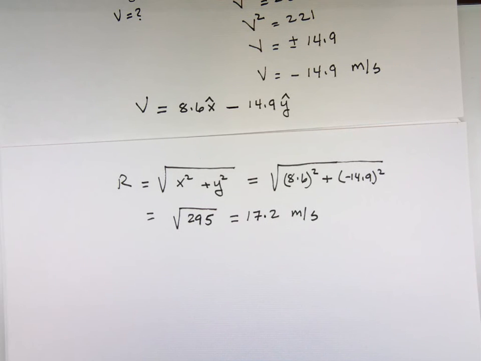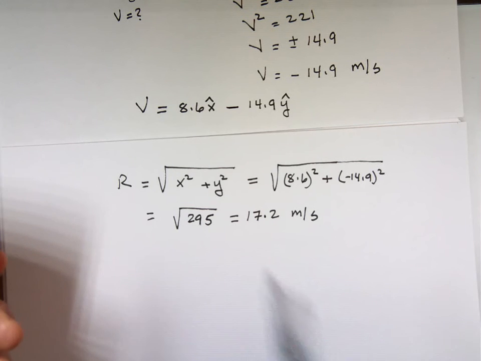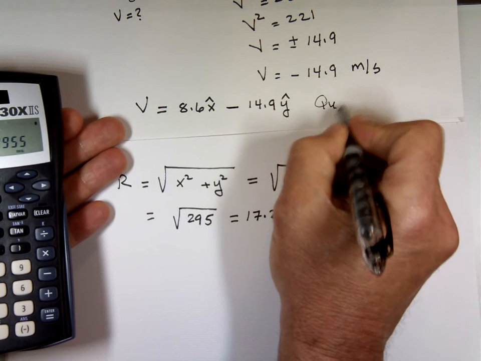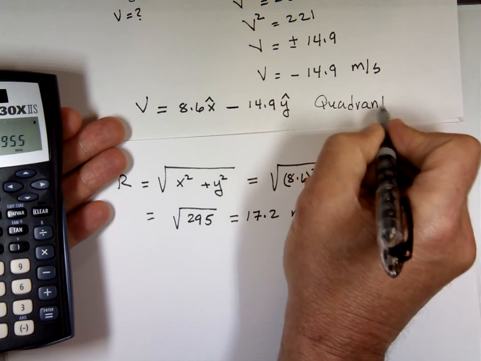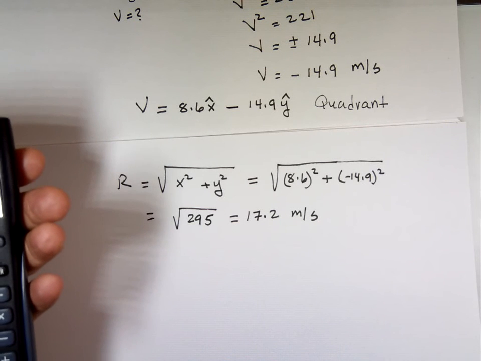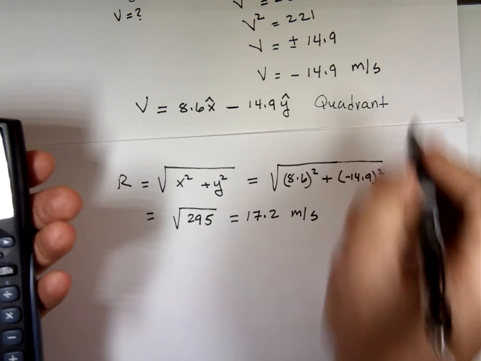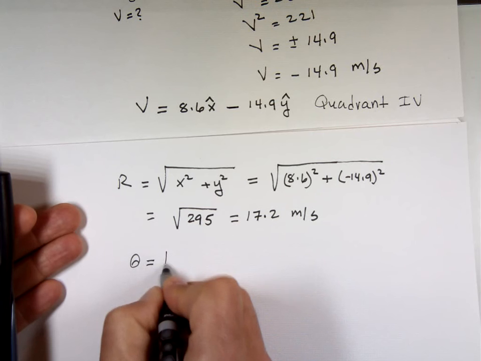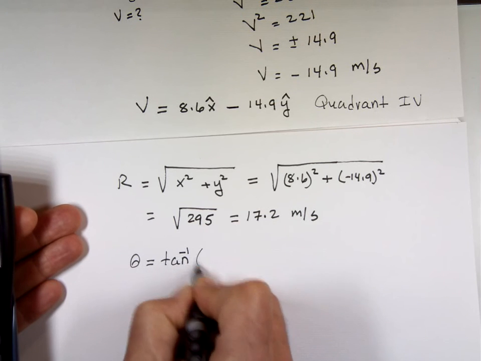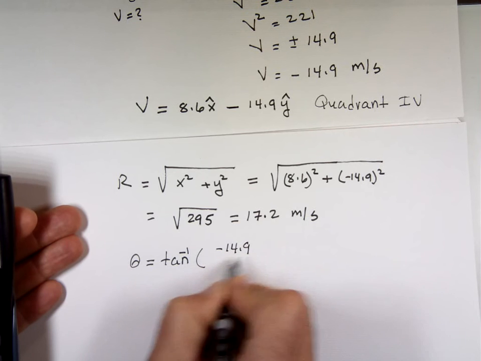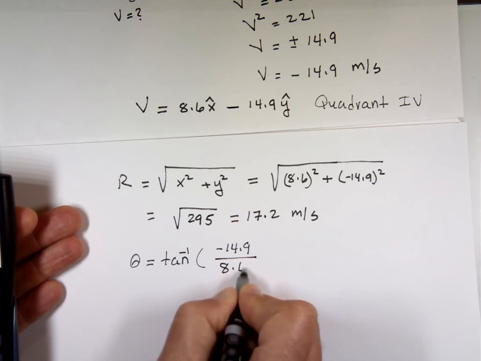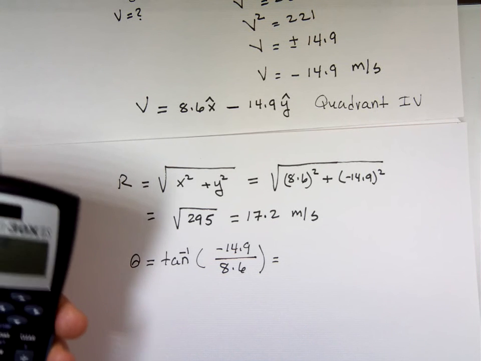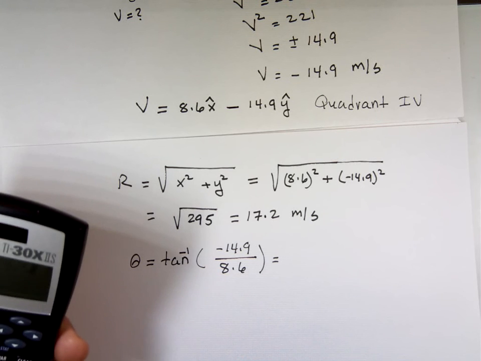And notice again, x is positive, y is negative. Which quadrant? X is positive, y is negative. To the right and down. Quadrant 4. So if you want to find theta, there is no addition here. The inverse tangent of the y value, which is negative 14.9, over the x value, which is 8.6. Negative 60 degrees.